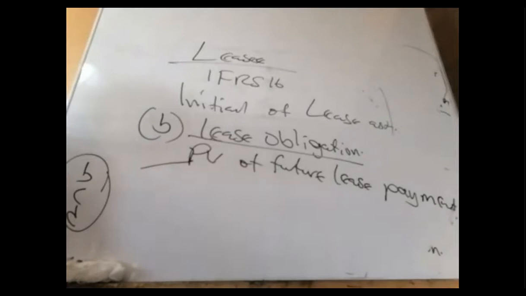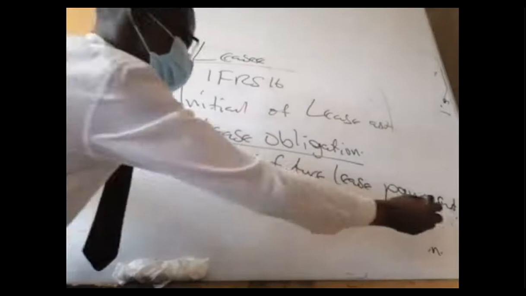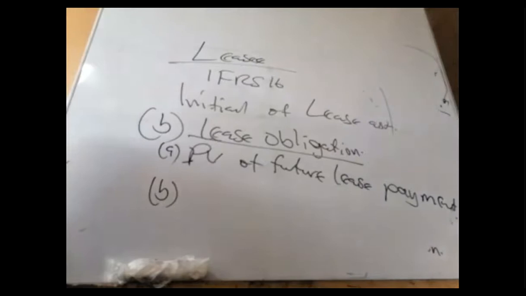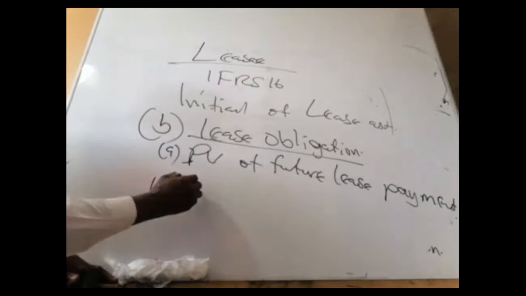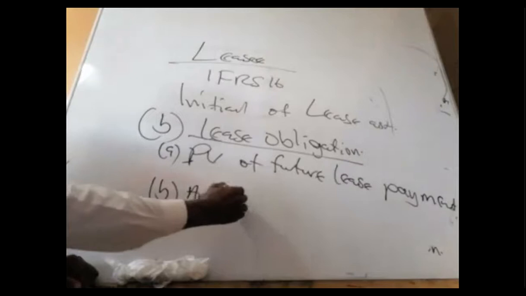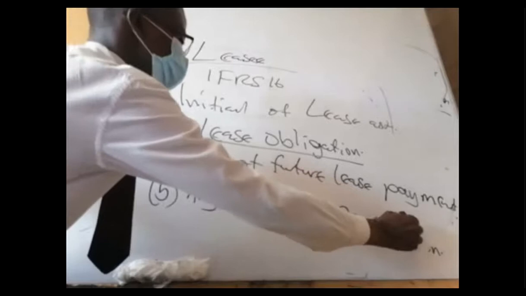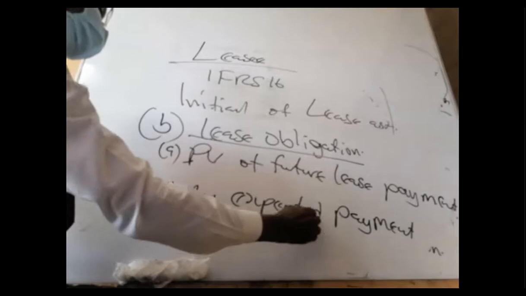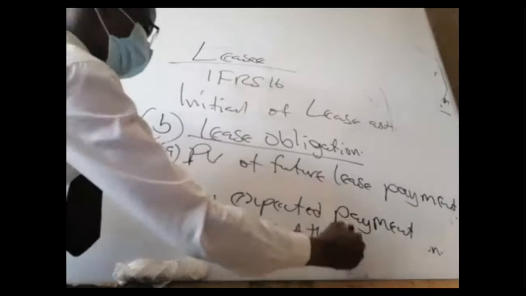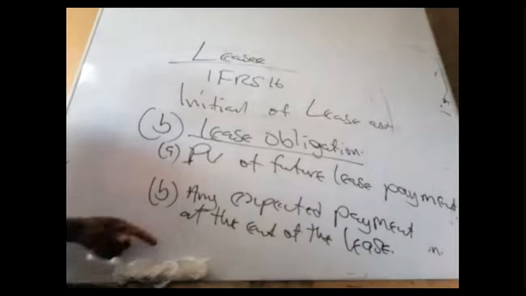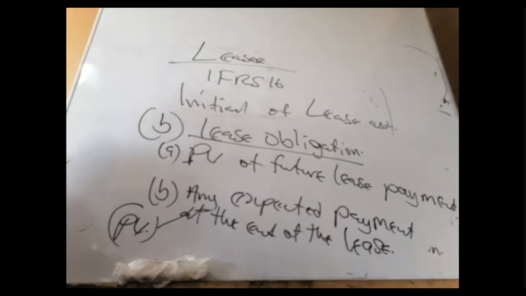Let's continue. Present value of the future lease payments, that's A. B, it also includes any expected payment at the end of the lease, discounted at the interest rate on the lease. Any expected payment at the end of the lease. Discounted at what? The interest rate. That is all.